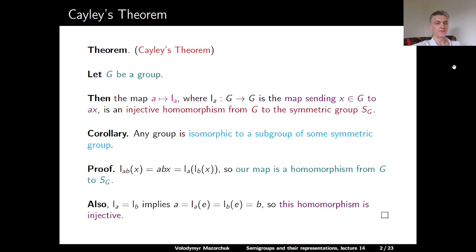Also, if the left multiplication with A is equal to the left multiplication with B, then A, which is LA applied to the identity element E, should be equal to LB applied to the identity element E, and that is equal to B. And this proves that our homomorphism is injective. And this completes the proof of Cayley's theorem for groups.